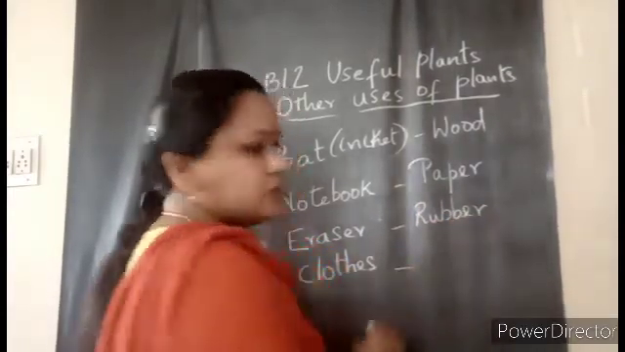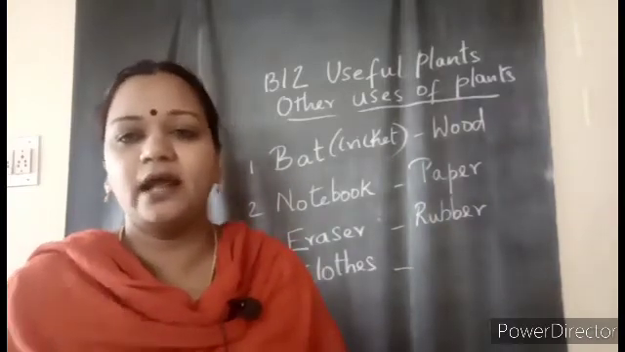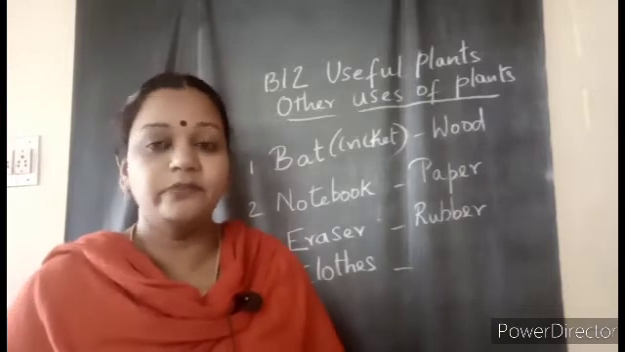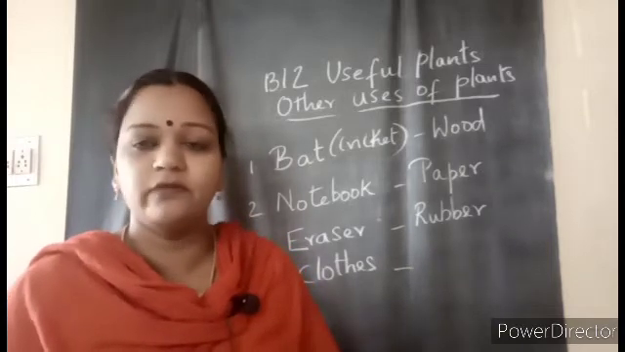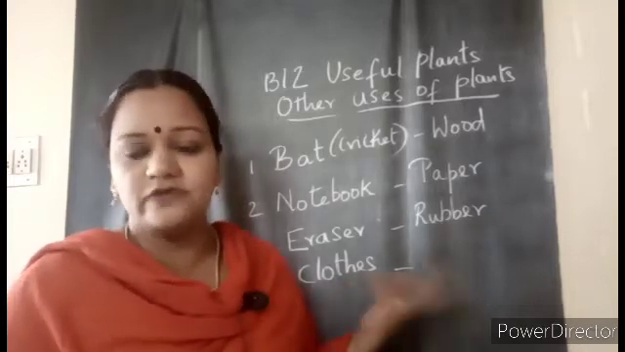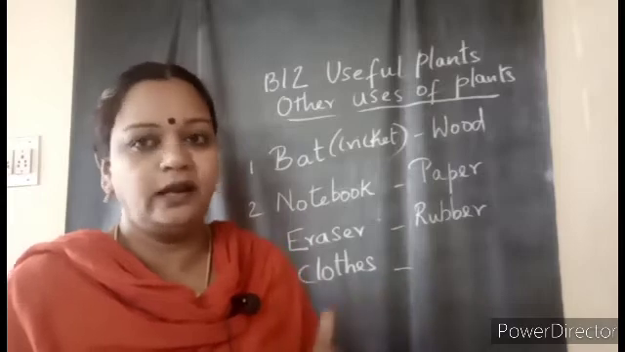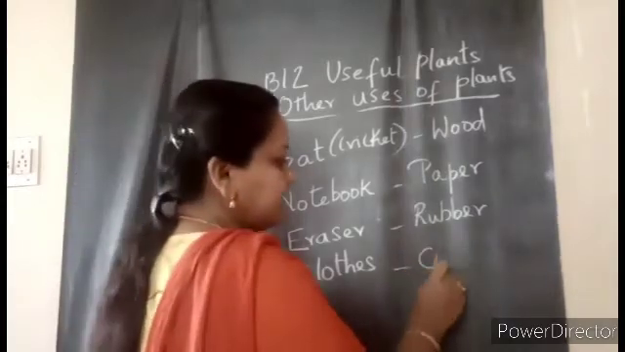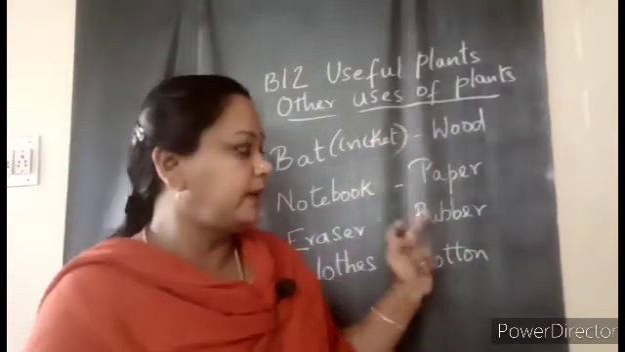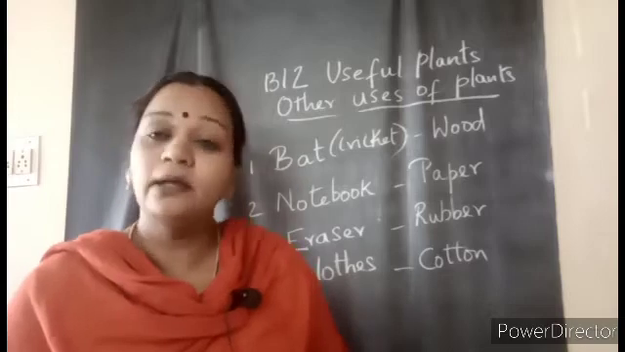rubber. And when we talk about clothes, last year we learnt about synthetic and natural fibers. Some are synthetic fibers, man-made fibers, and some are natural fibers which we get from plants or animals. In summer time, we wear cotton or jute or linen. Here I will write an example as cotton. Now you see all these things, wood, paper, rubber, cotton, we get all of these from plants.